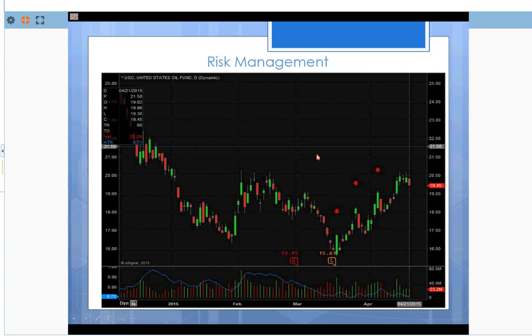Another trade that this worked on was USO. Now, I went into USO as a position trade, not a swing trade. Starting in December of last year, after oil began selling off, I took my first position with 500 shares at 21.50. And every point that it dropped, I added 500 shares.